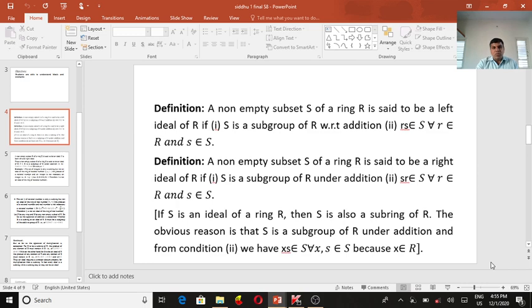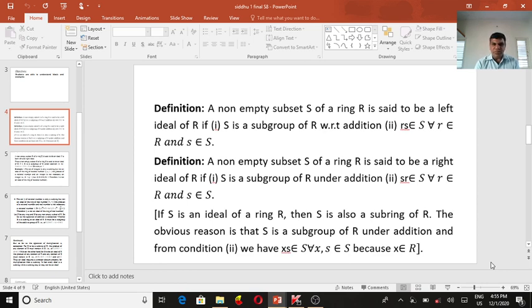For this, I give an example. Z equals the set of all integers: minus 4, minus 3, minus 2, minus 1, 0, 1, 2, 3, 4. Suppose I take a subset of Z. Suppose I take 3Z. 3Z equals the set of all minus 9, minus 6, minus 3, 0, 3, 6, 9, etc. Here 3Z is S and Z is R. Certainly S is a subset of R.